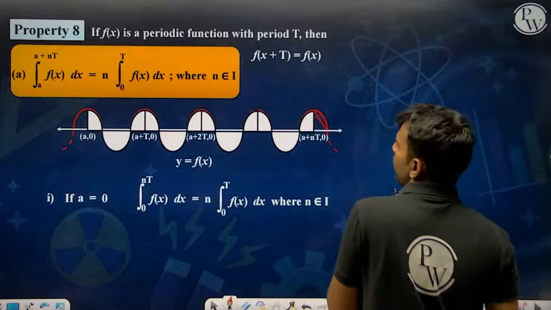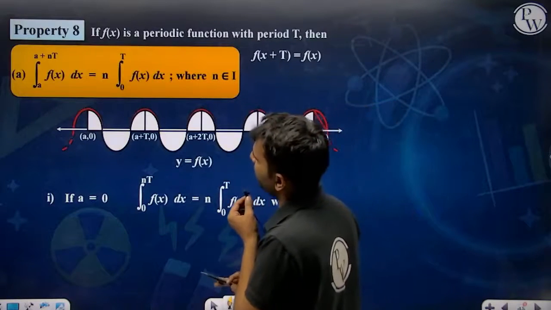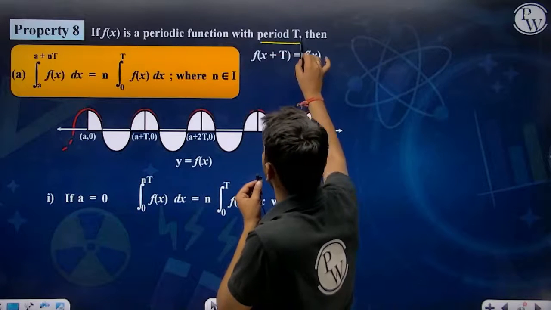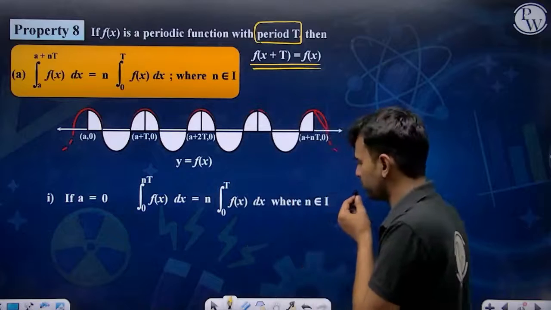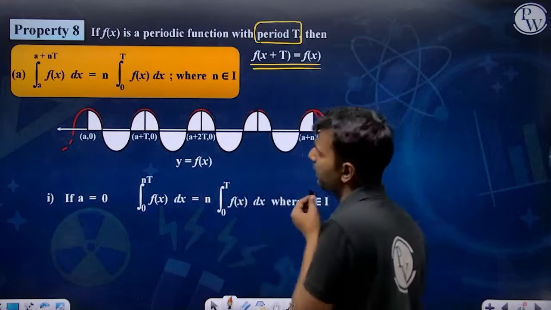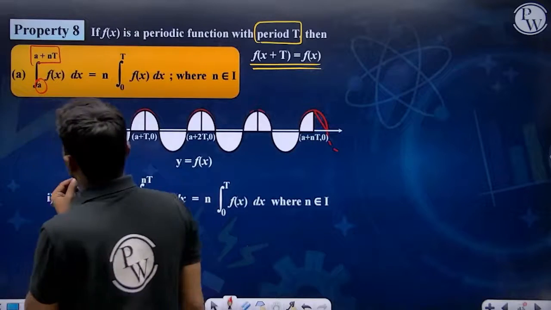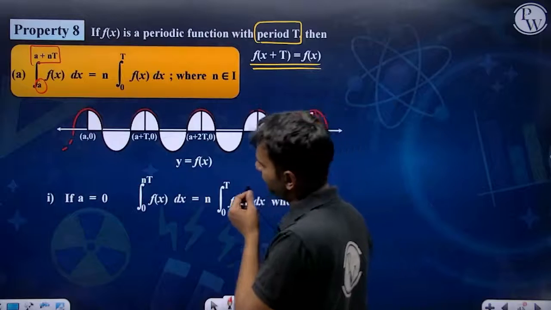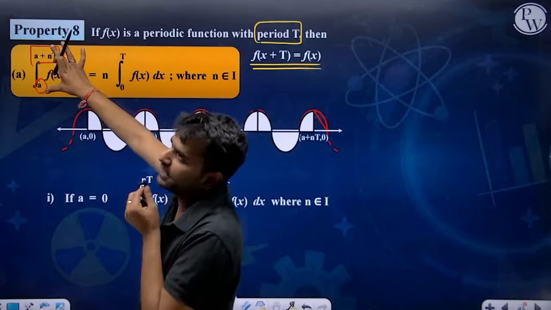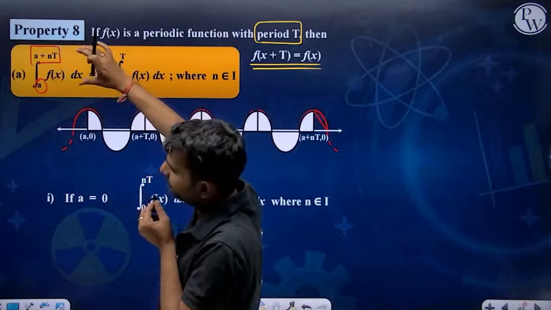and it can be solved quite comfortably. Property number 8 is used in case of periodic function. If a function f of x is a periodic function with, let's say, period t, then f of x plus t is nothing but equal to f of x. Yes or no? So let's feel this property over here, that if you have to integrate from a to a plus nt, then you can see that n time intervals have taken place in this particular interval, because the length of this is nt. So basically t interval has been covered n times.